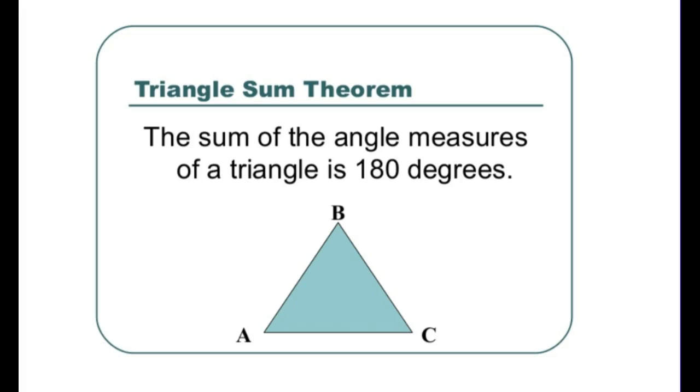The first theorem we are going to discuss is the triangle sum theorem. This theorem says the sum of the angle measures of a triangle is 180 degrees. It does not matter if it's scalene, right, equilateral, obtuse. It does not matter what type of triangle it is. The three interior angles will always add up to 180 degrees.